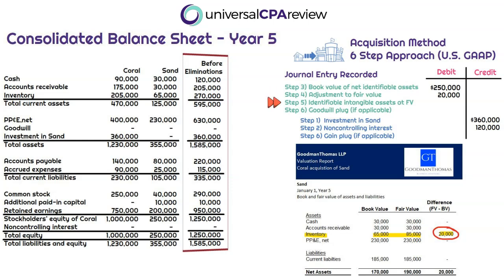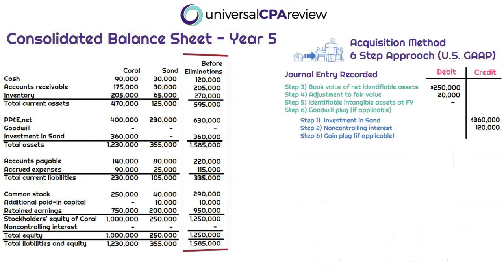For step 5, this relates to intangible assets and whether there's any step up in fair value, and the valuation report did not indicate anything about intangible assets, nor were there any on the Sand balance sheet, right? So that's going to be 0. So in step 6, we either plug goodwill or we would plug a gain. Now on the right, we have $480,000. So that means we're going to have to plug goodwill for $210,000.